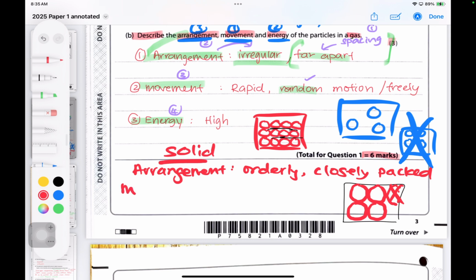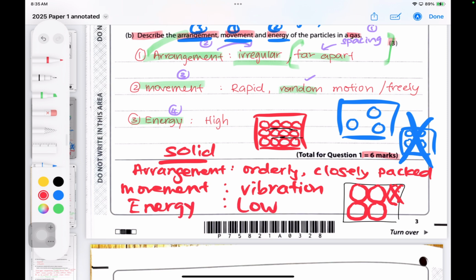Okay, when it comes to movement of solid, do you remember? It will actually be just vibration. This is low energy, so in terms of energy, it is really low. So for solid, the energy is low, the movement is that they only vibrate, and the arrangement is orderly, closely packed. Okay, so that will be our first 6 marks question.